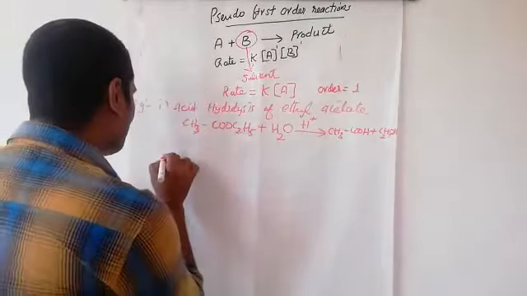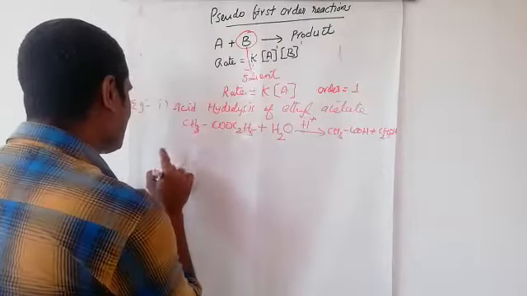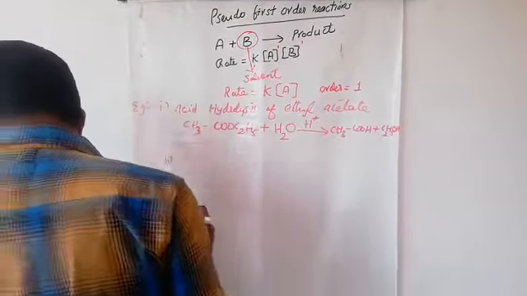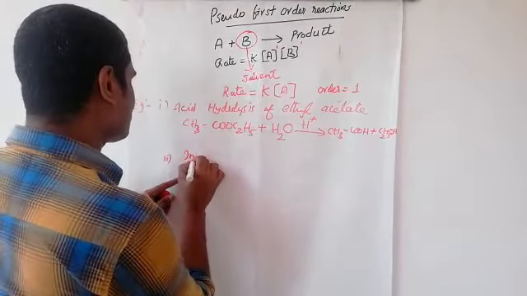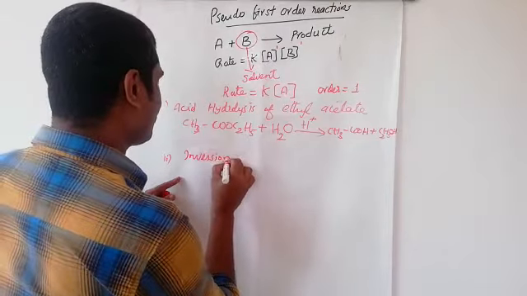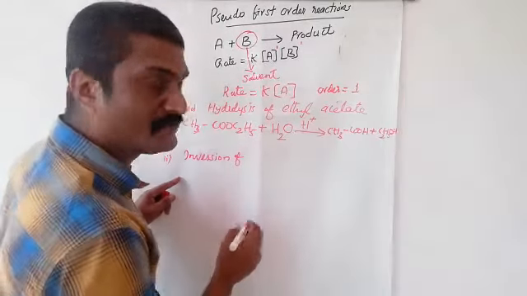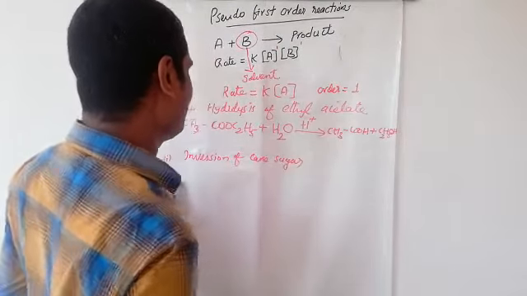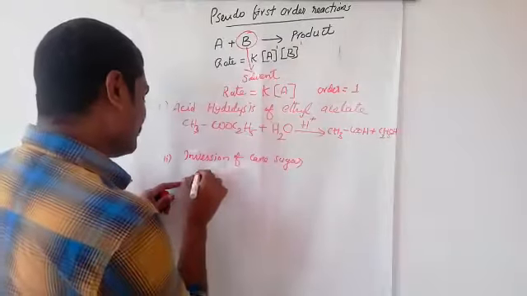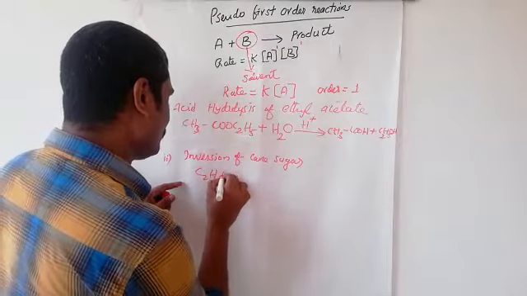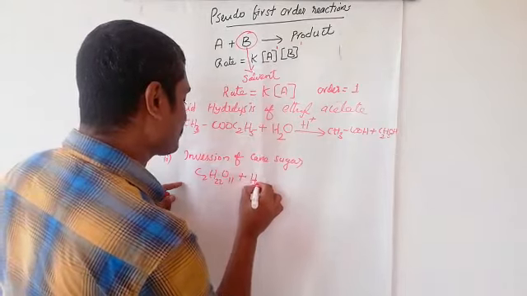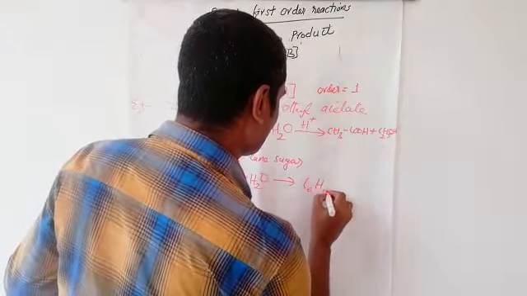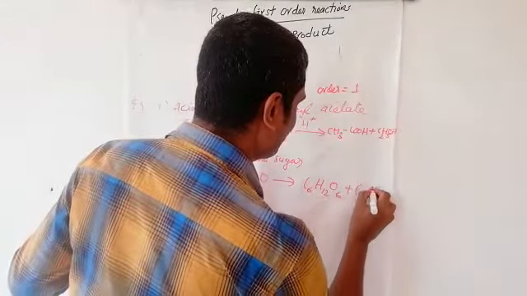And the second example is inversion of cane sugar. That means cane sugar, C12H22O11, in the presence of a large excess of water, forms glucose and fructose.